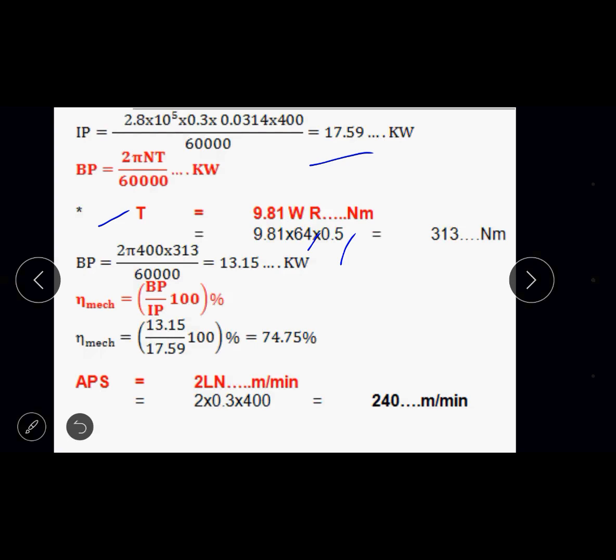Just substitute the torque and the engine speed, and you will get the brake power. By solving that, you will get the answer as 13.15 kilowatt. So the brake power is 13.15 kilowatt.